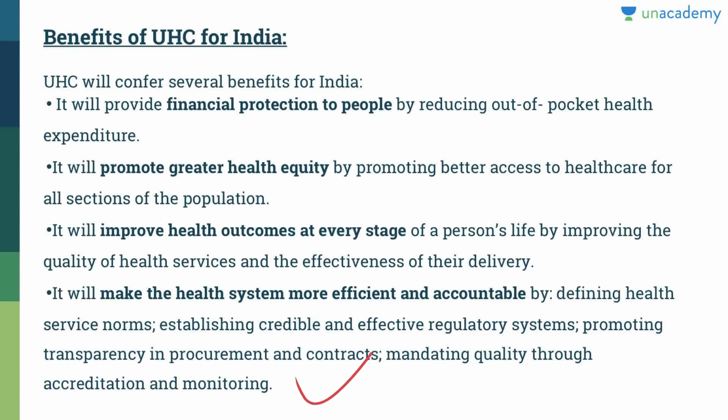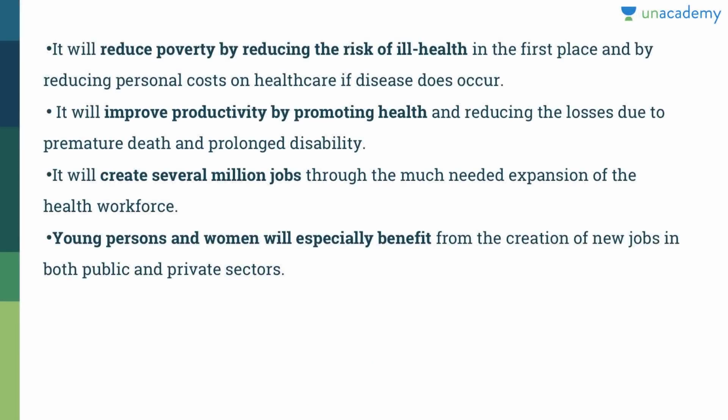So all this has to be done by the government, and we have to ensure that at each and every stage we are very vigilant. Now it will also reduce poverty by reducing the risk of ill health in the first place, because you are already spending a lot on preventive medicine like prevention of dengue, diabetes, hypertension, malaria, AIDS. So because it is reducing the risk of ill health, it is automatically reducing your chances of becoming poor in the first place. And it will also reduce personal cost just in case disease does occur.